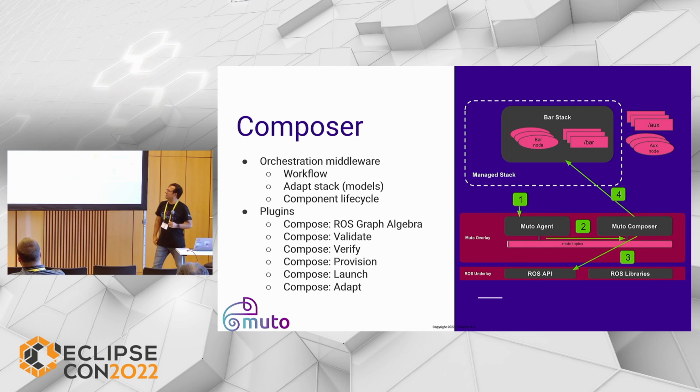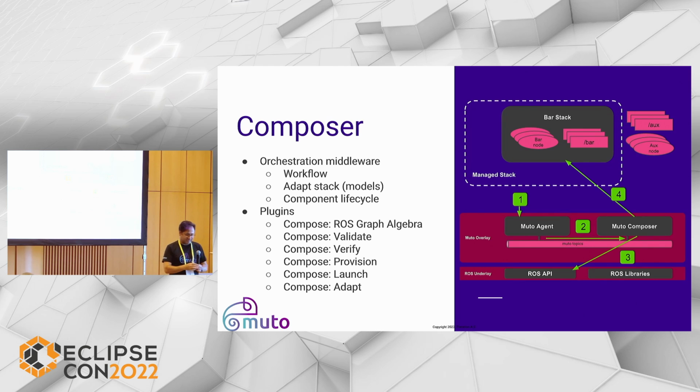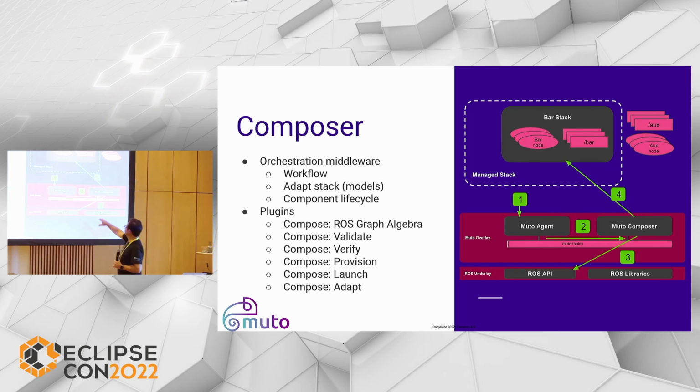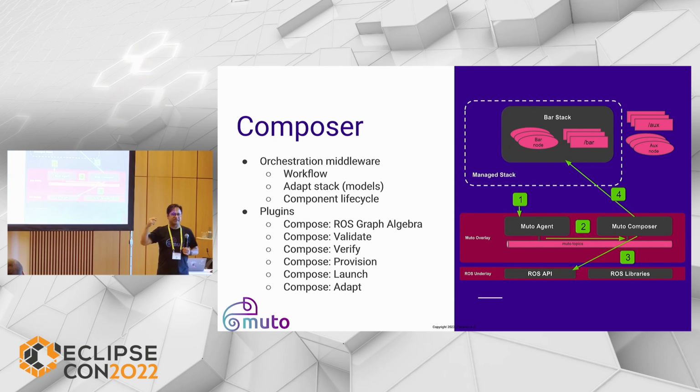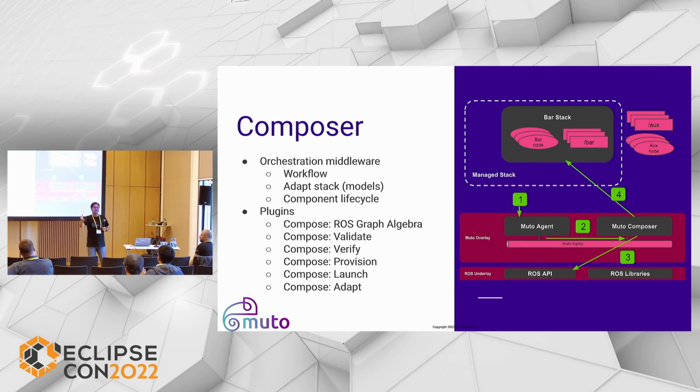The composer itself works like this: you can send a definition of a stack to the composer, and once the agent receives this command, it publishes a message onto the Muto topics. There are some topics running specifically for Muto, and the composer listens to this topic, picks up the definition, and runs that flow to execute what is needed to get that thing running. And that may replace whatever is running there with something else.